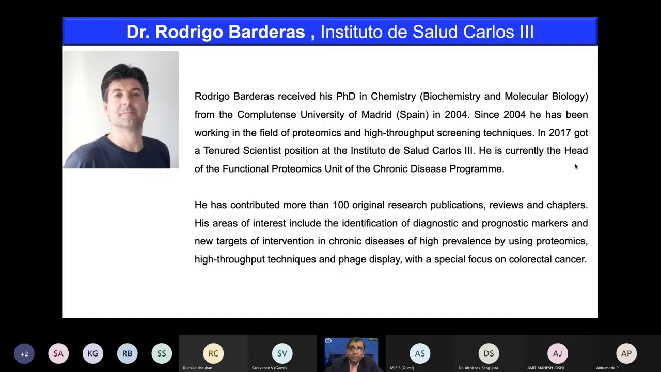On the application side, he has been working actively on colorectal cancer and other types of cancers, looking at how the biofluids from cancer patients, especially plasma samples, serum samples, and other kinds of biofluids, could be screened on the arrays, to find potential protein biomarkers which could be used for diagnosis or prognostic aspects. So with this brief introduction, let me welcome Rodrigo for accepting our invitation to give this particular lecture.